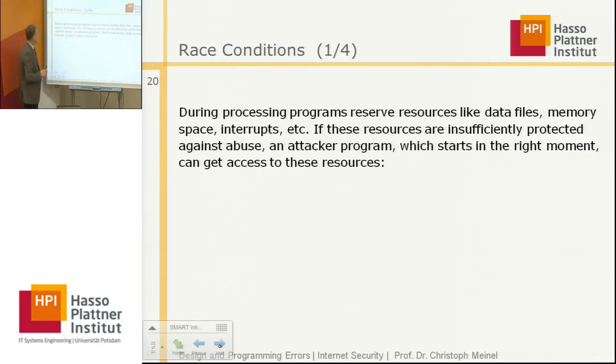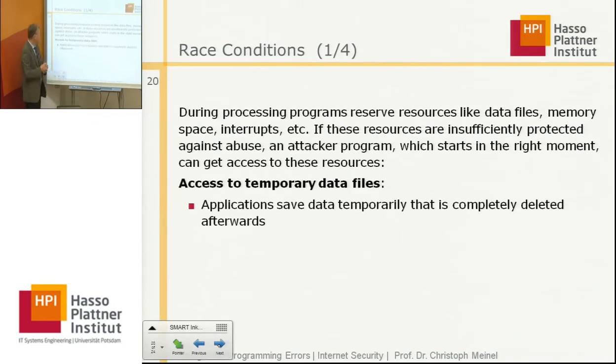Here the idea is the following. During processing, the programs reserve resources like data files, memory space, interrupts, and so on. If these resources are insufficiently protected against abuse, an attacker program which starts at the right moment can get access to these resources. So here, for example, access to temporary data files.